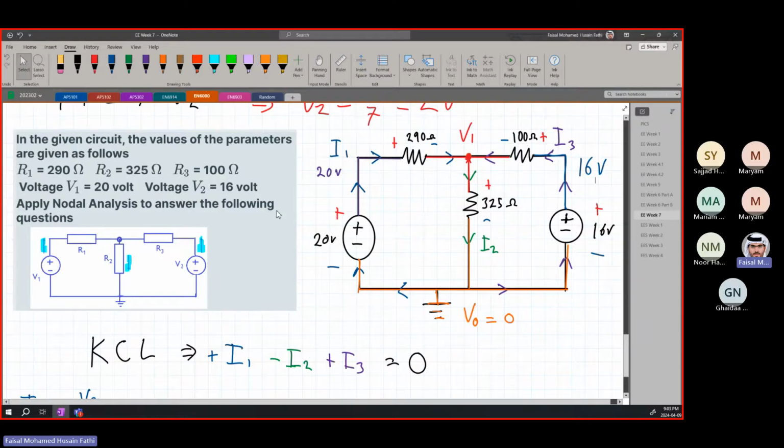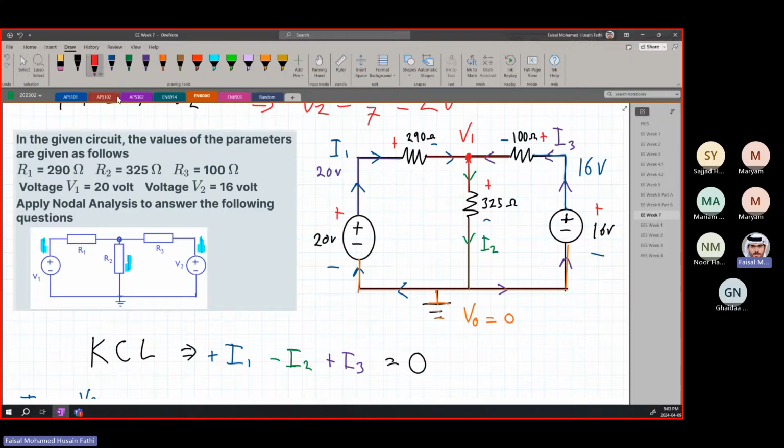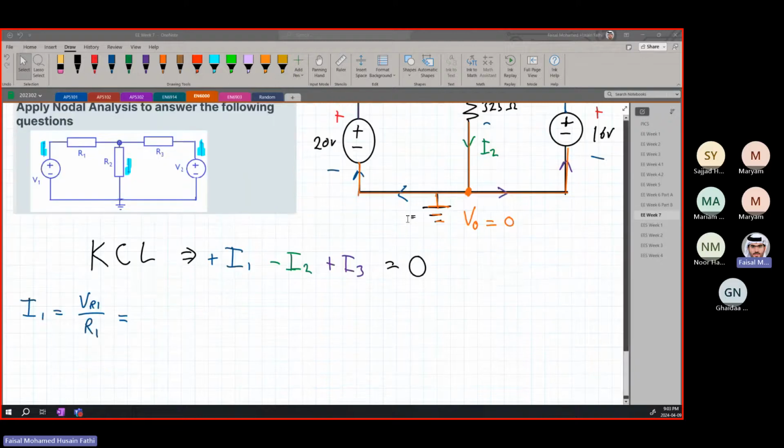All right? We also have a node at the bottom. And technically, this is also a node. But since it is connected to the ground, we already know that this voltage is equal to 0. And now we can start solving. I1, I2, I3. Let's start with I1.